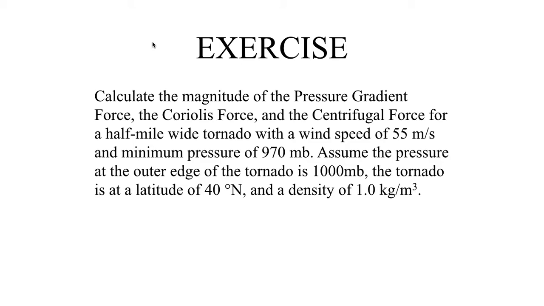Calculate the magnitude of the pressure gradient force, the Coriolis force, and the centrifugal force for a half-mile wide tornado with a wind speed of 55 meters per second and a minimum pressure of 970 millibars located at the center of the tornado. Assume the pressure at the outer edge of the tornado is 1,000 millibars, the tornado is at a latitude of 40 degrees north, and the density of the air is 1 kilogram per cubic meter.